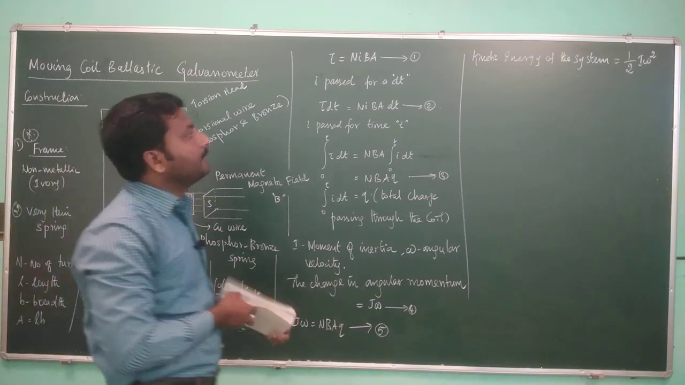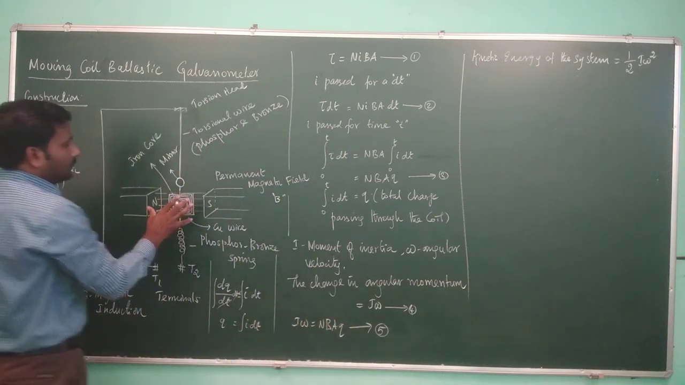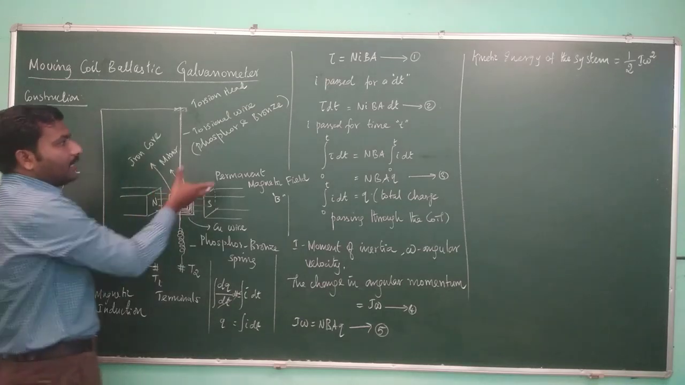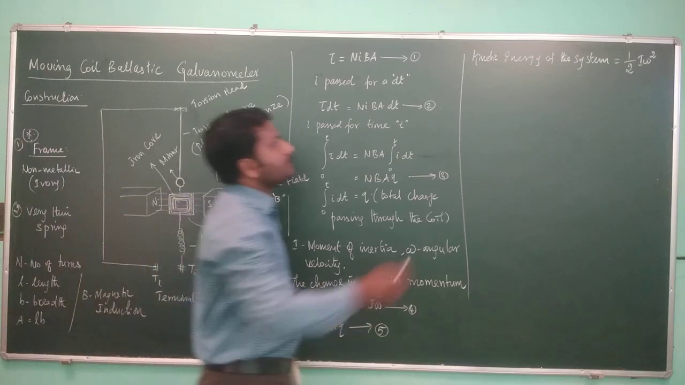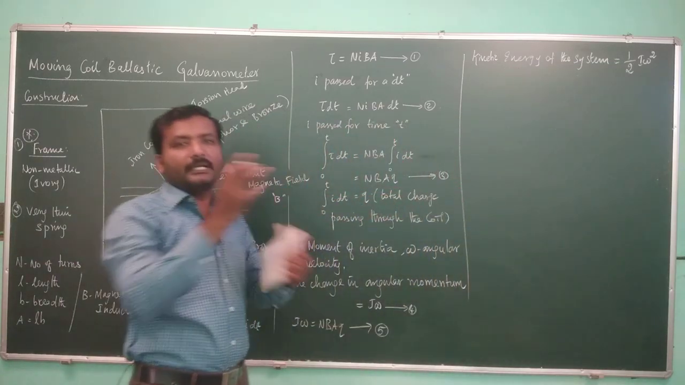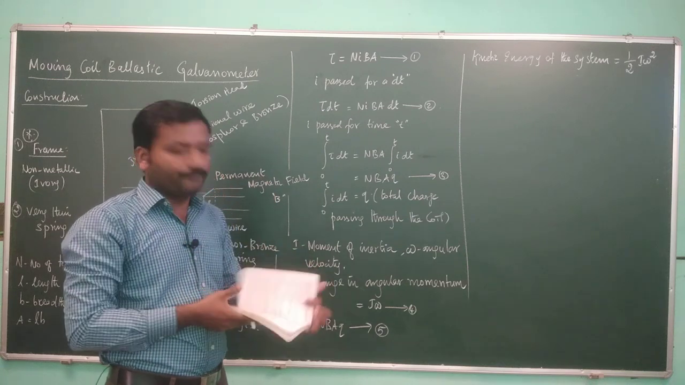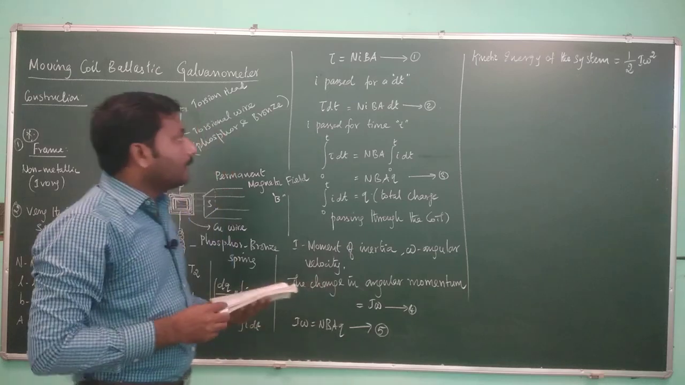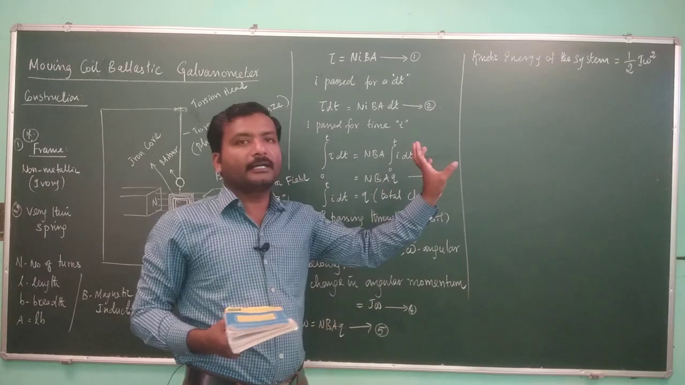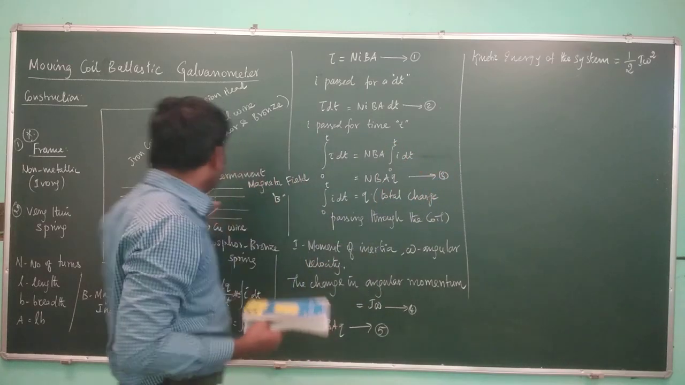So this kinetic energy is used to turn this moving coil from 0 to angle theta. This is the kinetic energy of the system that is required to twist the galvanometer through an angle theta. Okay, and if the coil is twisted for an angle theta, then if the current is withdrawn, what will happen?